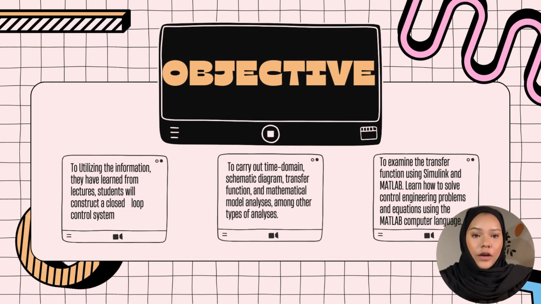So for the objectives, we have 3 objectives. First is to utilize the information they have learned from the lectures. Students will construct a closed loop control system. Second is to carry out time domain, schematic diagram, transfer function, and mathematical model analysis among other types of analysis. Third is to examine the transfer function using Simulink and MATLAB, and learn how to solve control engineering problems with equations using the MATLAB computer language.